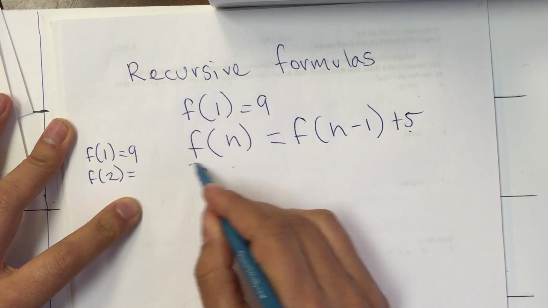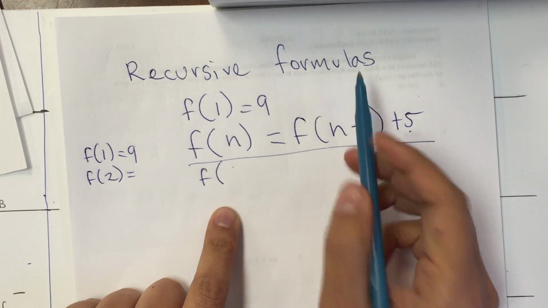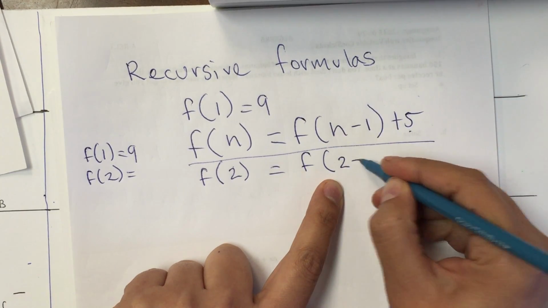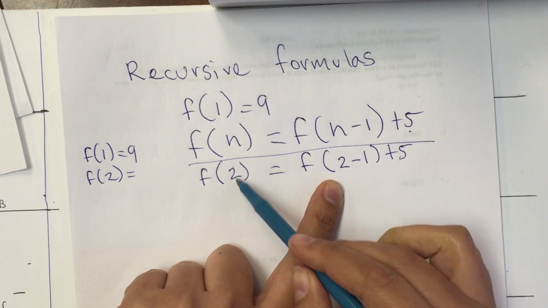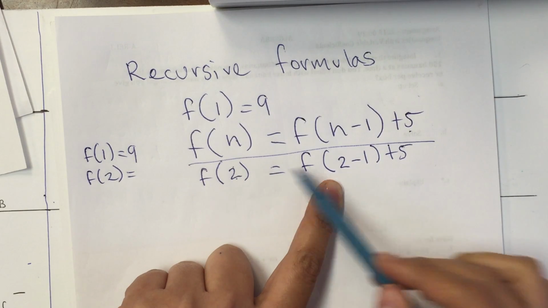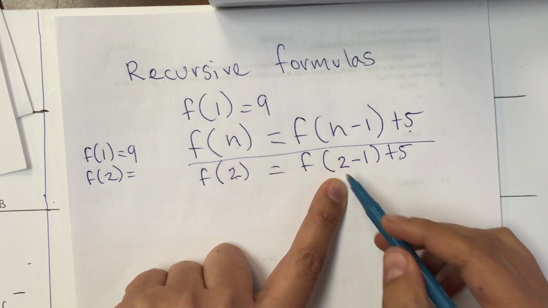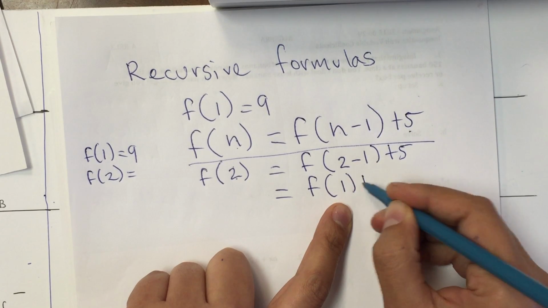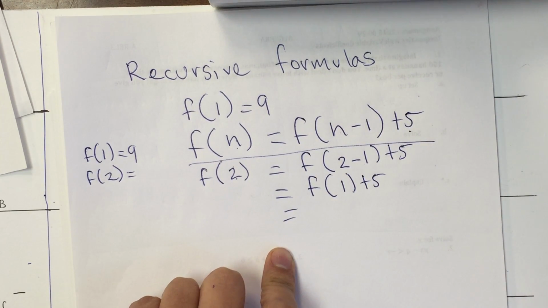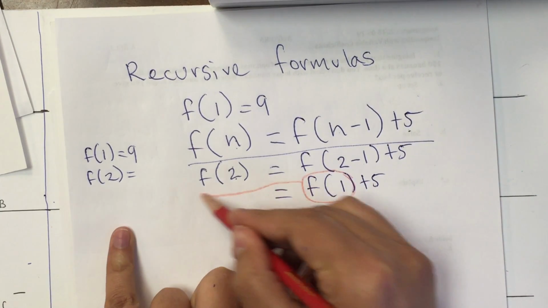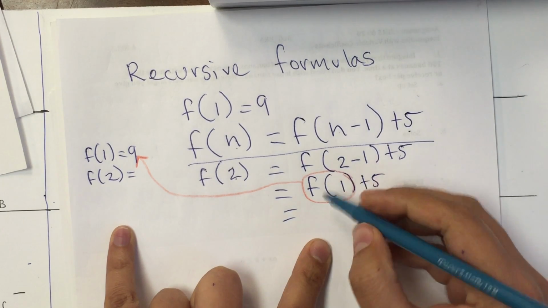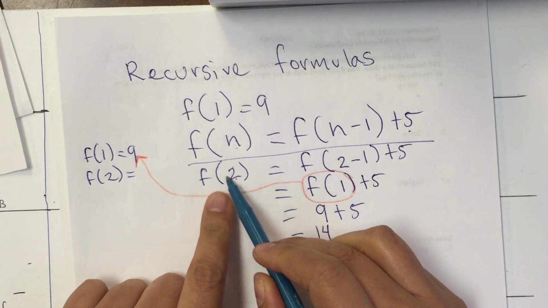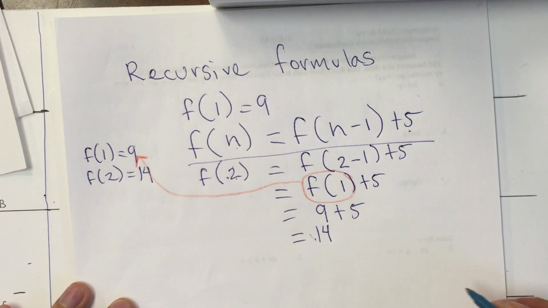Well, we would go to our recursive formula and say f of 2 is equal to f of 2 minus 1 plus 5. I'm replacing the n with 2, the second number in the list. So 2 minus 1 is 1, f of 1 plus 5. Now we know the value of f of 1, and it's 9, and we add the 5, which is equal to 14. So now we have f of 2 equal to 14, and we put it in here.